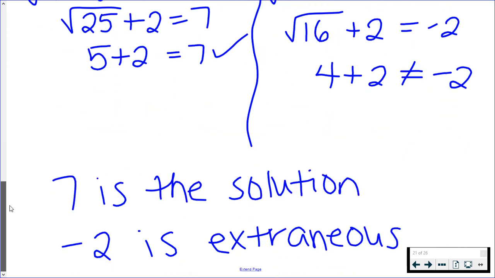We would say that 7 is the solution, but we would have to label negative 2 as the extraneous solution. So if I were to ask you what's the answer to this, you would just say 7. Unless you specifically told me that negative 2 was extraneous, you would be incorrect if you told me that both of these were answers and both of these were solutions to this equation.